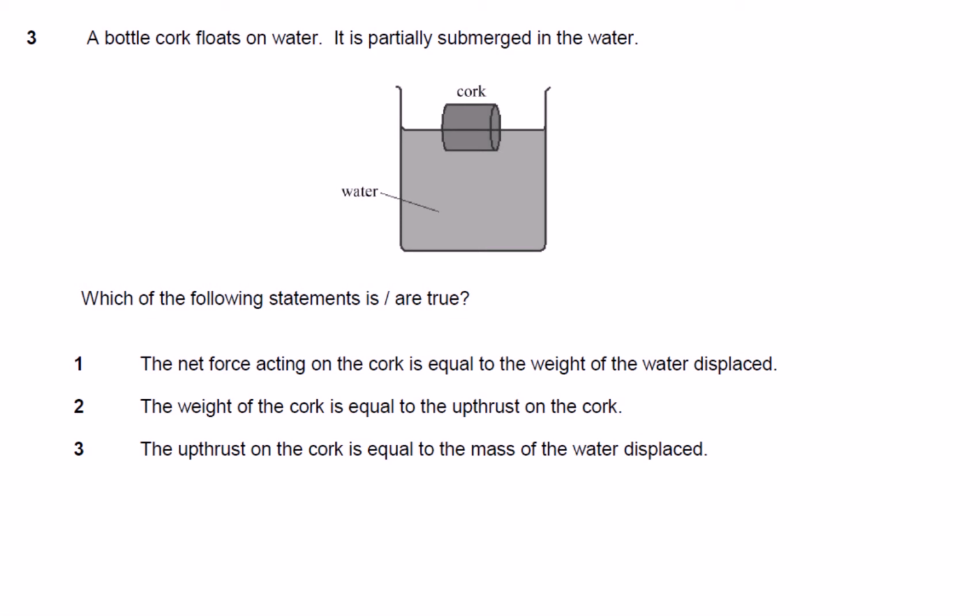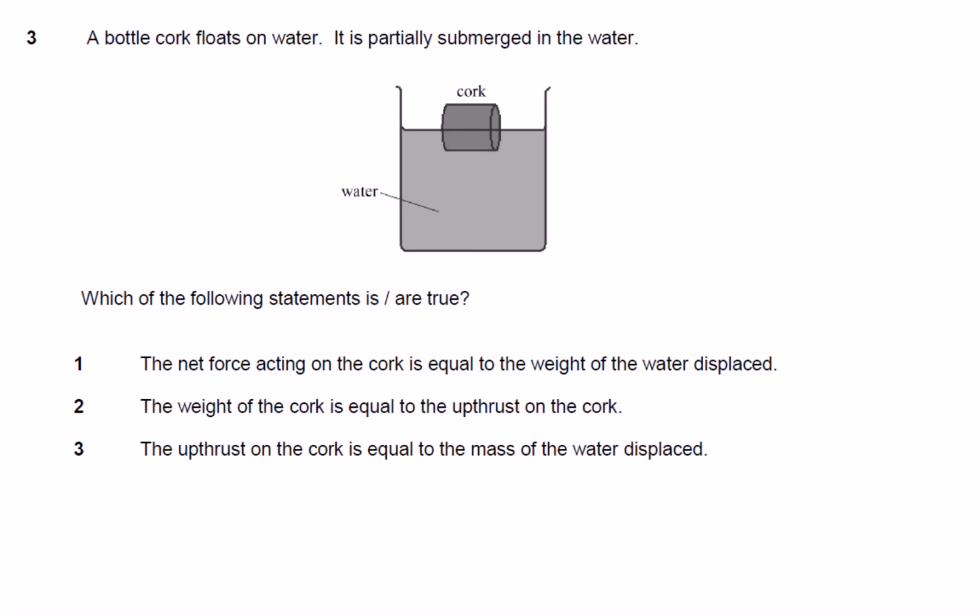Question 3 then, we've got this diagram here and it's telling us that a bottle cork floats on water. It is partially submerged in the water, so we can see here the partially submerged part of the cork in the water. And the question is, which of the following statements is or are true?